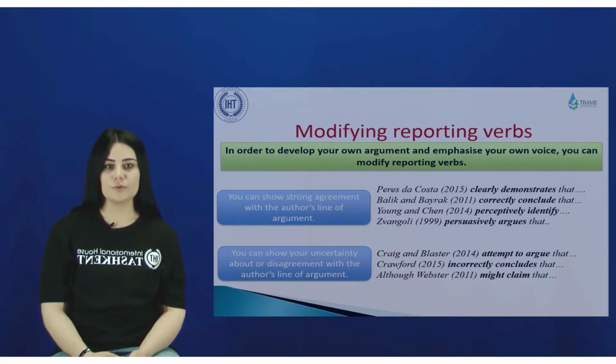Modifying reporting verbs. In order to develop your own argument and emphasize your own voice, you can modify reporting verbs. You can show strong agreement with the author's line of argument. For example, Pierce and da Costa clearly demonstrate that. You can show your uncertainty or disagreement with the author's line of argument, like Gregg and Bluster attempt to argue that.